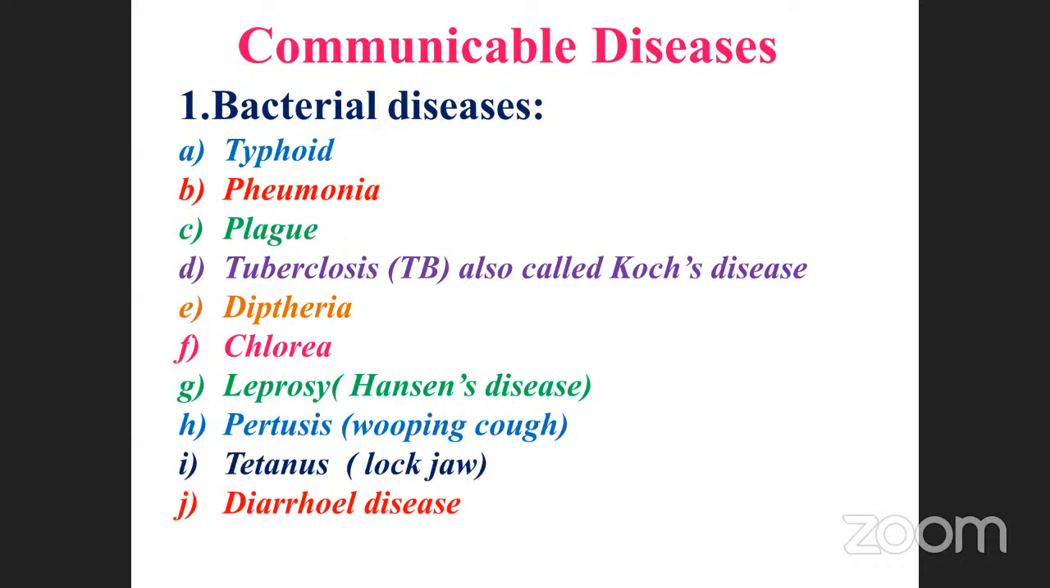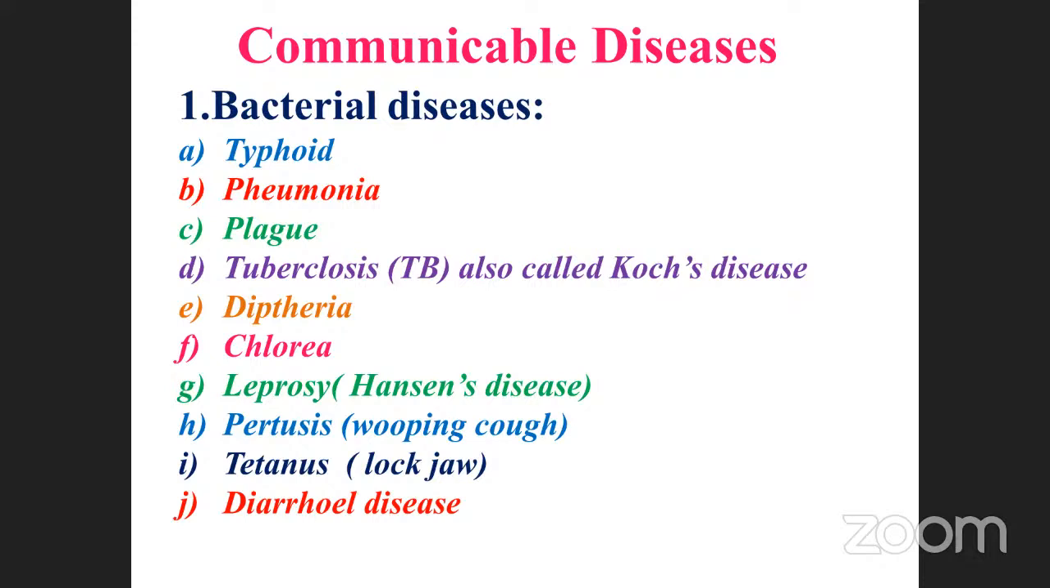Okay, so these are the tetanus, pertussis, and also diarrheal diseases. These are the bacterial diseases we are going to study one by one. Before that, you should know, as I already told you, the things you should know in this area. First of all, which type of disease: whether typhoid, pneumonia, plague, tuberculosis, diphtheria, like that.